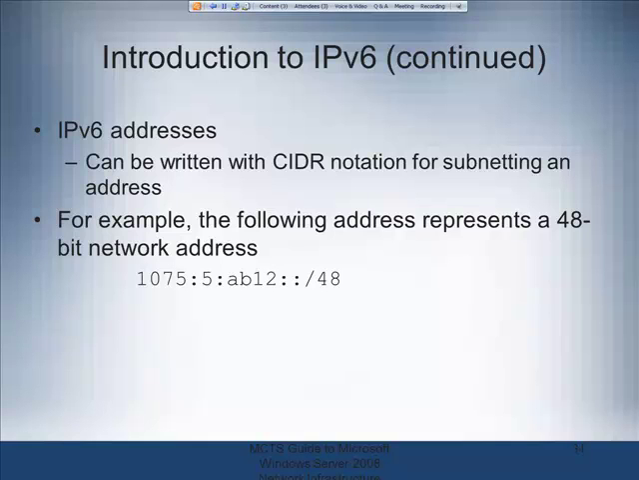And the network address would be what? What would be the 48 bits? 4, 8, 16. This would be the network address, right? 16, 16, 16 times 3 is 48. So the network address is 1075 colon 5 colon AB12. That makes sense, doesn't it? Because the network address is the one where the host bits are all zeros. The colon colon represents zeros.